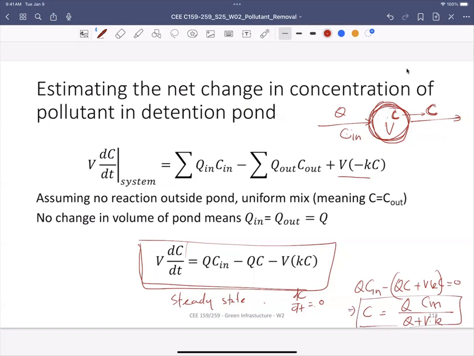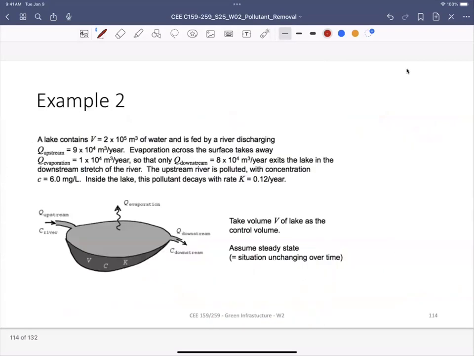Steady state is basically the net amount leaving the system, which you can get when you average the concentration over years. So let's see how we can use this for this example. Here it says that a lake contains a certain amount of water. It's fed by river discharge at a certain rate. Evaporation across the surface takes away a certain amount of water, so you know the Q downstream. Again, evaporation doesn't take any pollutants out, so you can assume that more pollutants move through the system.